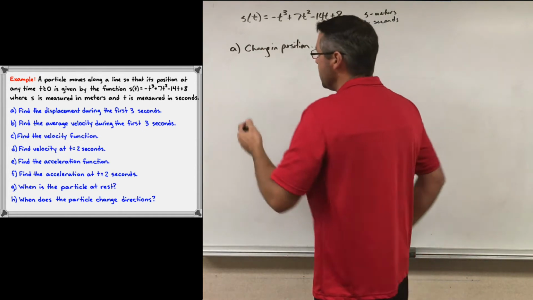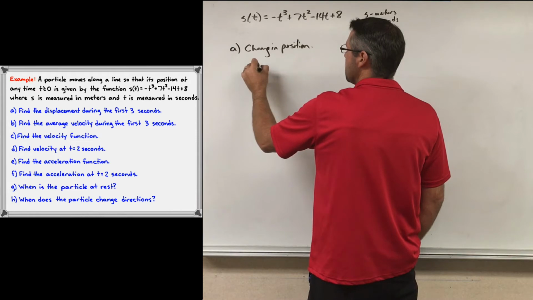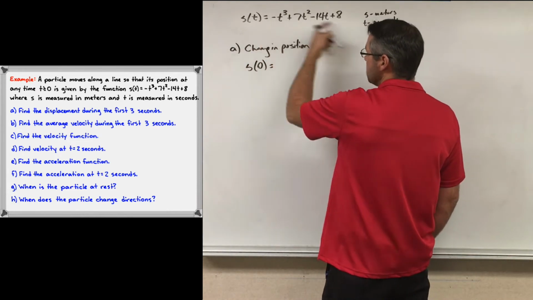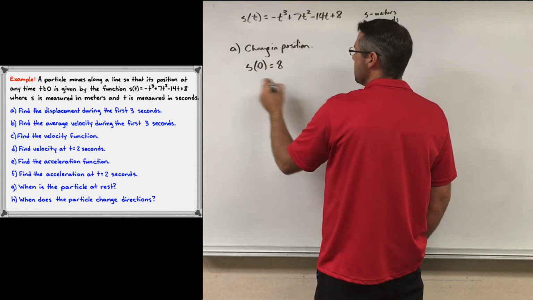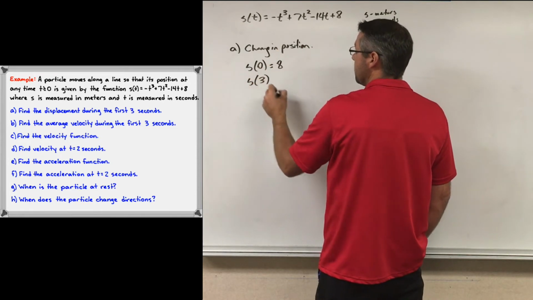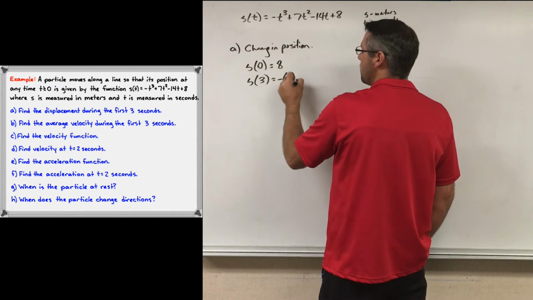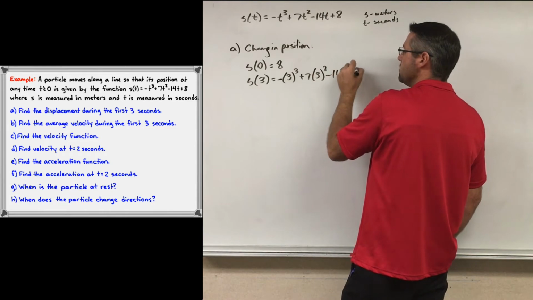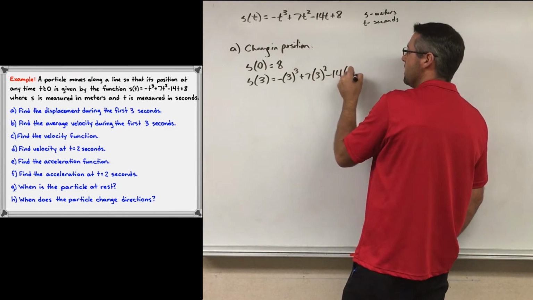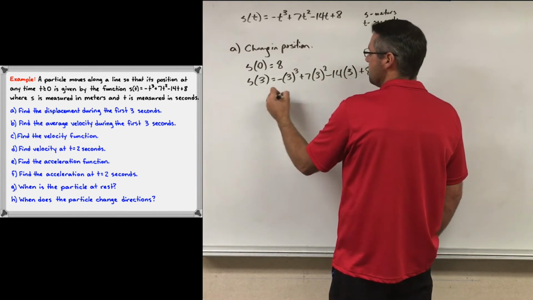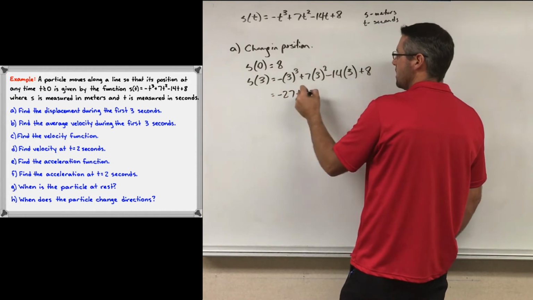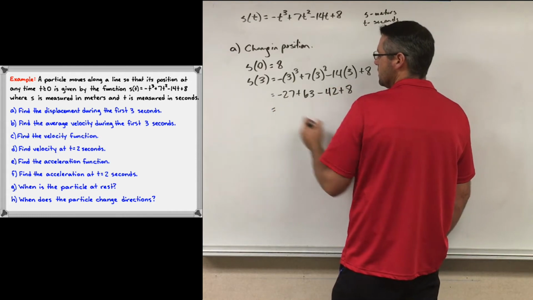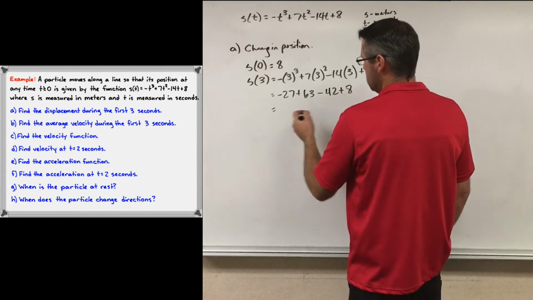I need to know where I started, and I need to know where I ended. So over the first 3 seconds, that would imply that I started at time 0. So I'm going to plug in 0 to the time and get a number out. Obviously, when I plug in 0, I end up with 8. And then over the first 3 seconds, so I'm going to plug in 3. Now I'm going to need some work here. So just plugging in 3 to that equation and then simplifying that and seeing what I come up with. So that's going to be negative 27 plus 63 minus 42 plus 8. And so that's going to be, what is that, 36?